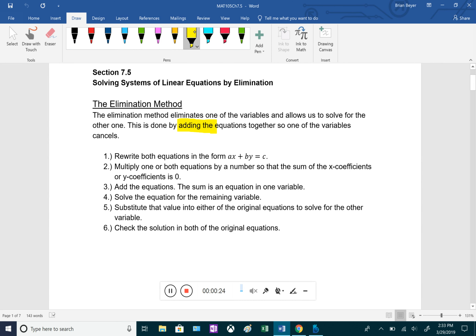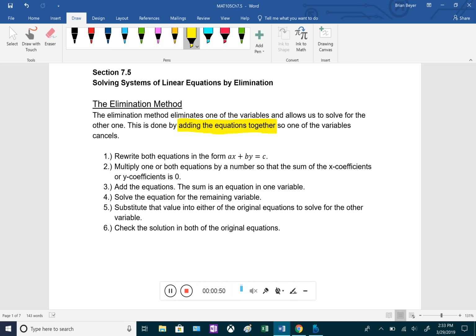You can technically subtract as well. We're going to be adding the equations together, so one of the variables cancels. The steps for this, which won't really make too much sense until we do an example: we're going to rewrite both of the equations so the x and y terms are on the left and the constant is on the right. Then our goal is to add the equations together so one of the variables cancels.